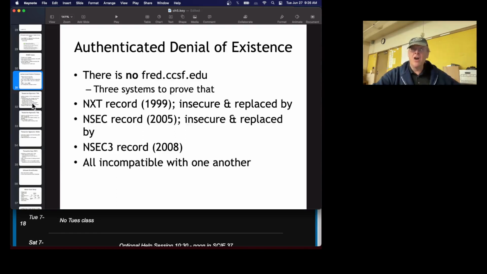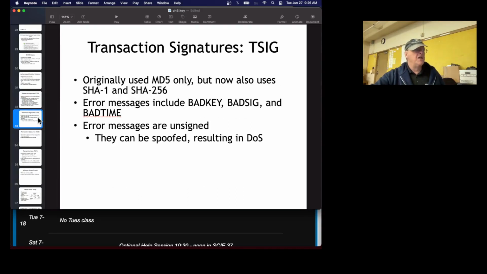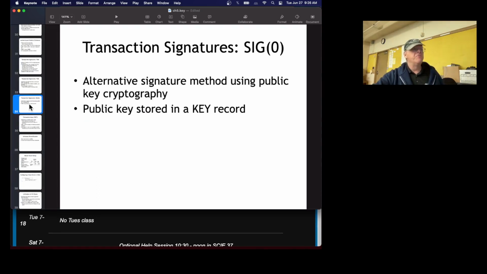It's really very complicated. So there's a transaction signature record to maintain integrity of the messages between two servers. And this involves a secret key being transmitted to the other server, which is not good. Public key cryptography would be a lot more reasonable. Then originally it used only MD5, but now it uses more modern hashes that are safer. There's a lot of error messages. But the error messages are unsigned, so you can create a denial of service condition by sending fake error messages. So there just seem to be a lot of flaws in DNSSEC.